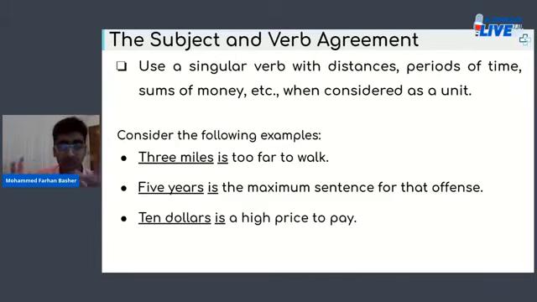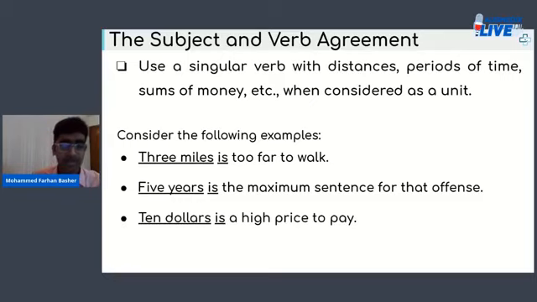Okay? So 3 miles is a unit of distance. 3 miles is too far to walk. We never say 3 miles are, because 3 miles is, of course, somehow plural, but then again, it denotes one unit of distance. So it is singular. We always treat such units as singular. So we say 3 miles is too far to walk.